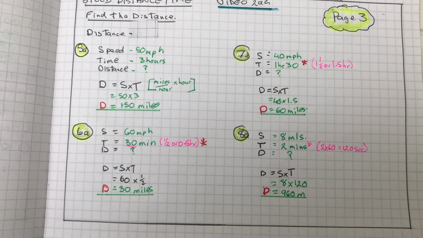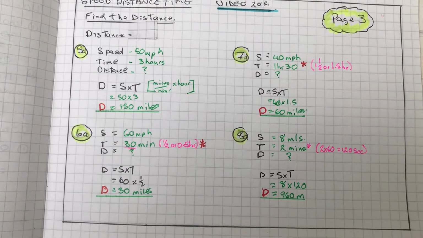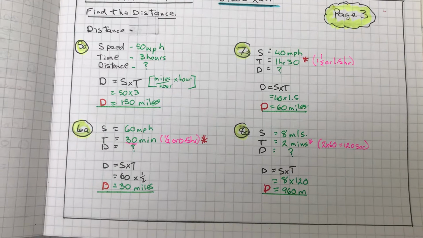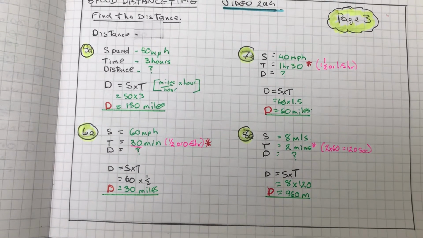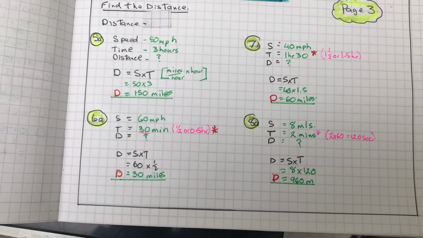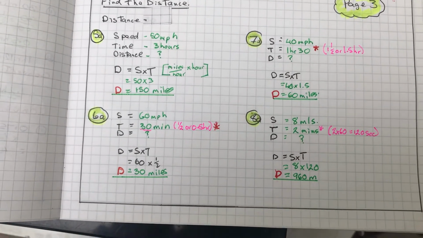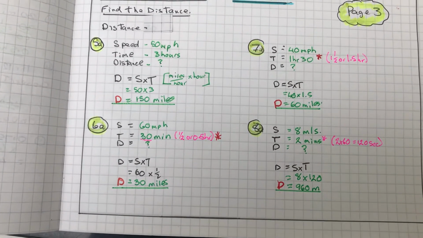Well, if I travel at 50 miles per hour, that means 50 miles in 1 hour, and I travel for 3 hours. So 50 miles in 1 hour, 50 miles in a second hour, 50 miles in a third hour. I must multiply the speed and the time.